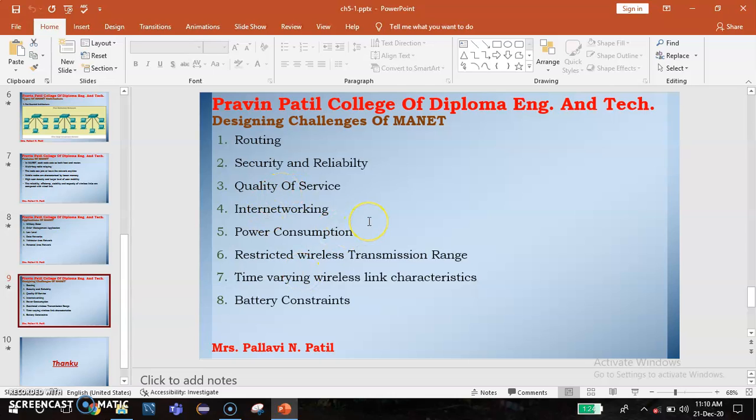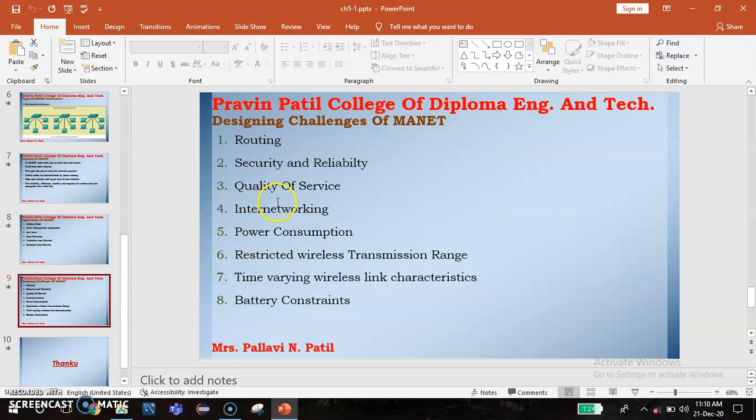The next is quality of service. Providing different quality of service levels in a constantly changing environment will be a challenge. The unpredictable communication quality makes it difficult to offer fixed guarantees on the service offered to the device.